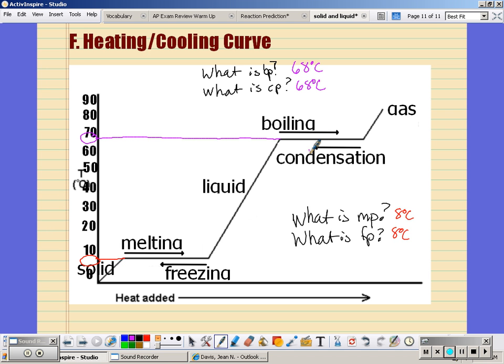So a cooling curve, you have the exact same thing happening. It's just the gas is what you start with, then you would condense, then you would be a liquid, then you would freeze, and then you would be a solid. So just remember, the bottom is a solid, the top is the gas, and in between is the liquid. And then if you just know your phase changes, you know how to get your temperature.